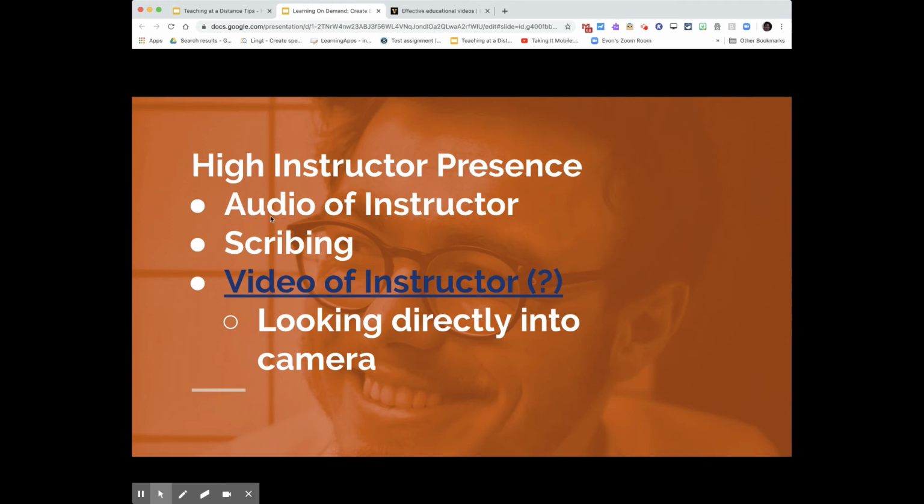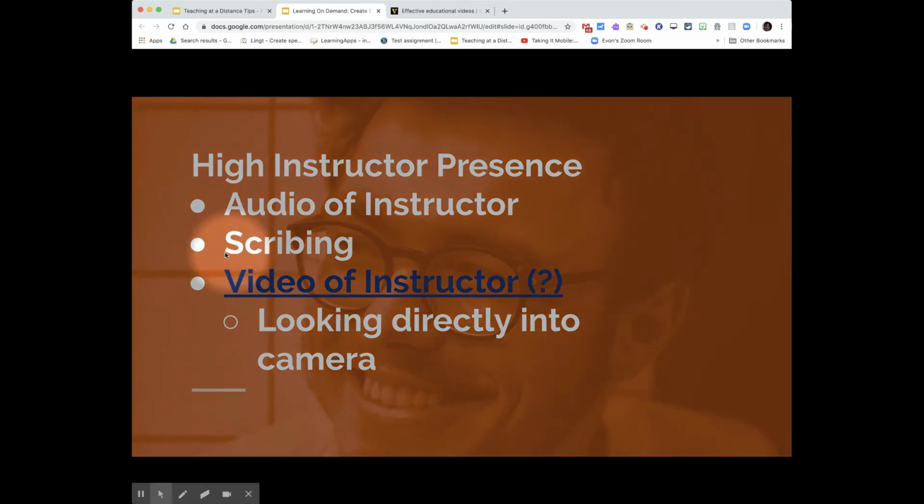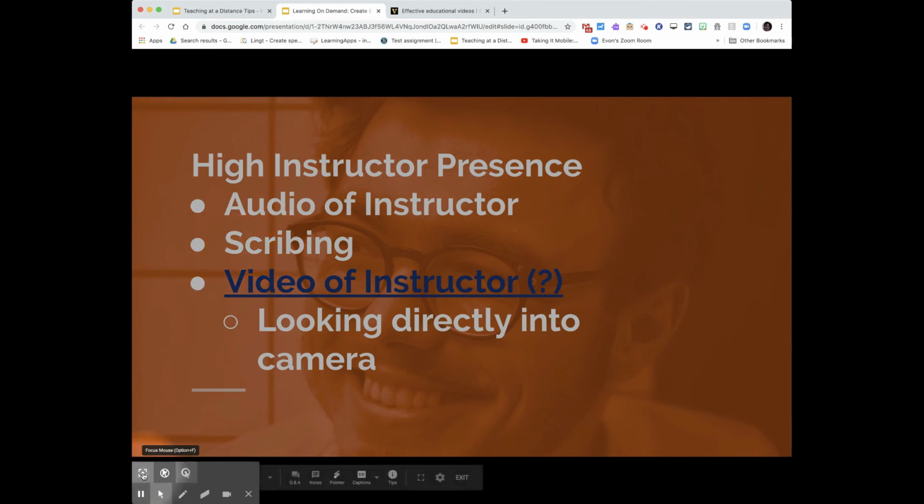I can hear them speak. Heck, I can even see them point out important information for me. They think that's important, so I better pay attention to that. And this was like a little spotlight. You could use the cursor or you could draw on your slide, okay?